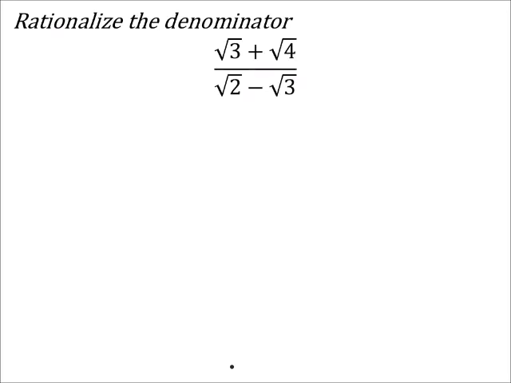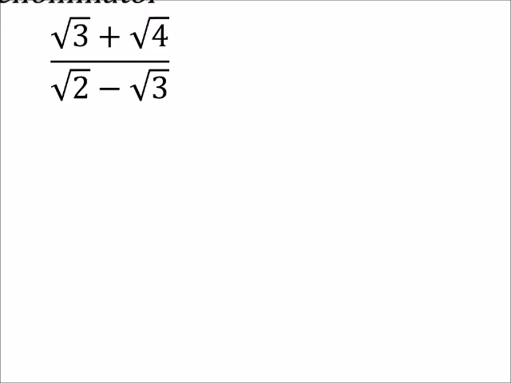For this problem, the numerator, those are two unlike terms as well, so we can't combine those. And same with the denominator, they're unlike terms because they're different square roots. So we can't combine different values like that, because those square roots kind of act as unknowns or variables.